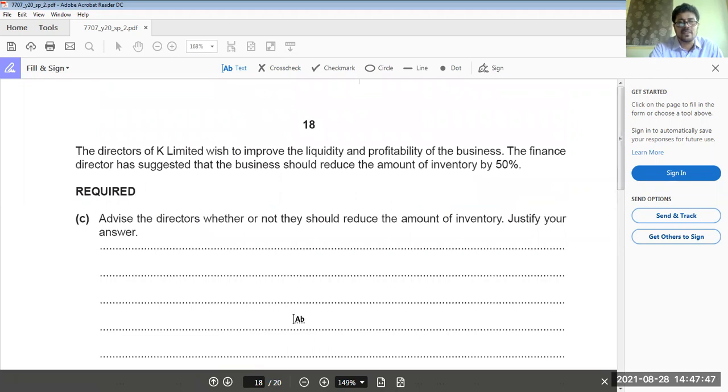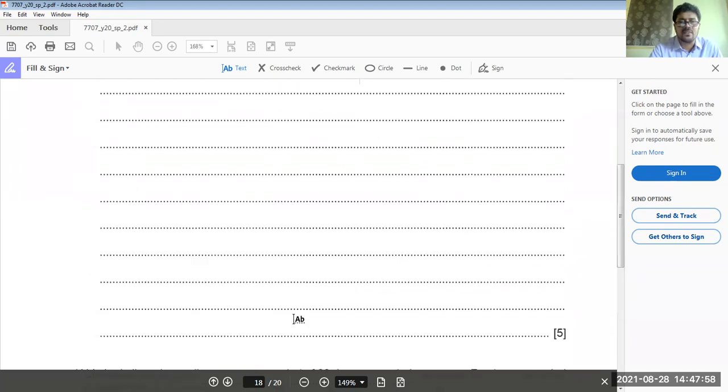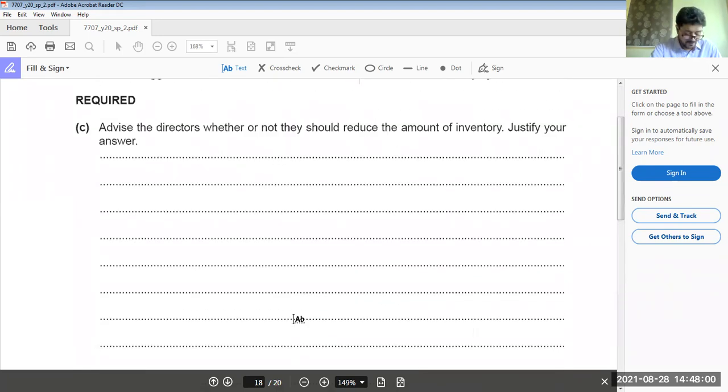Directors of K-Limited wish to improve the liquidity and profitability. The finance directors say that the business should reduce the amount of inventory by 50%. Advise whether or not they should reduce the amount of inventory. Personally, I don't like these types of questions in an accounts paper. It looks like a BS paper now. Accounting should always involve calculations. Now it's a BS-like question.